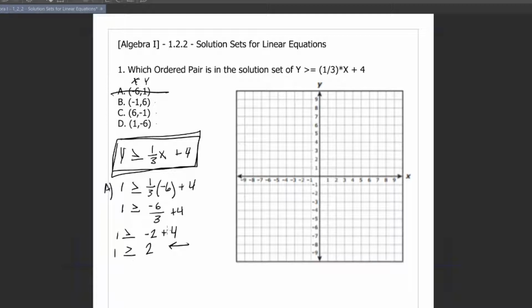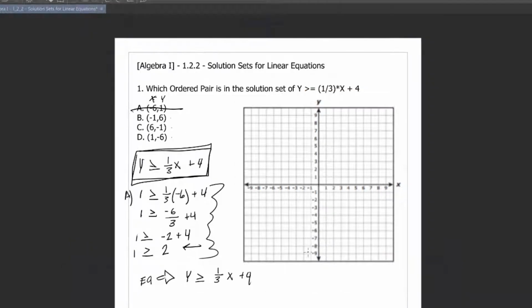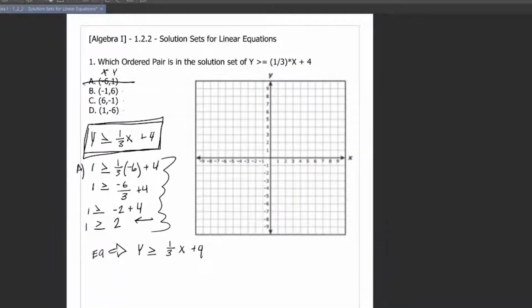Now, looking at another approach, we could do a table approach using this equation, which is somewhat similar to what I just did but looks a little different. So we have our equation. I'm going to rewrite it: y is greater than or equal to 1/3 x plus 4. I'm going to zoom out a little bit. Hopefully you can still see that.